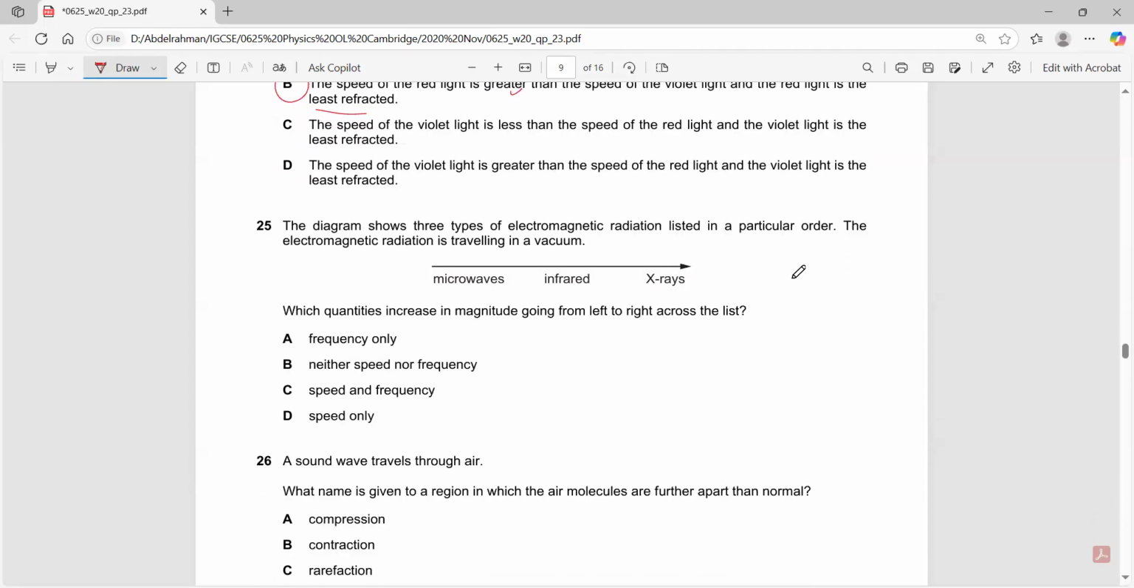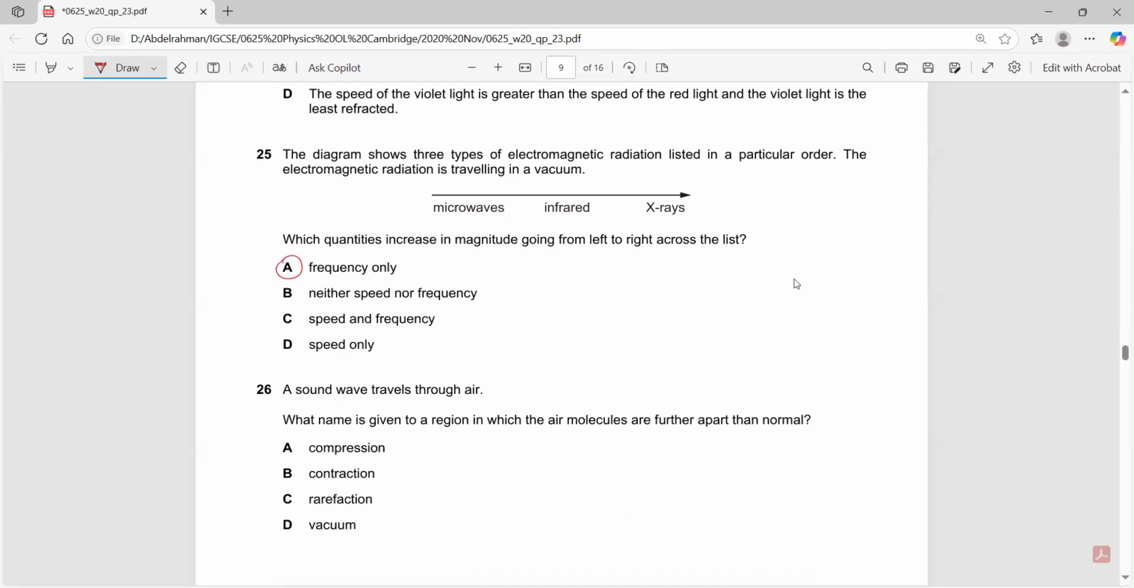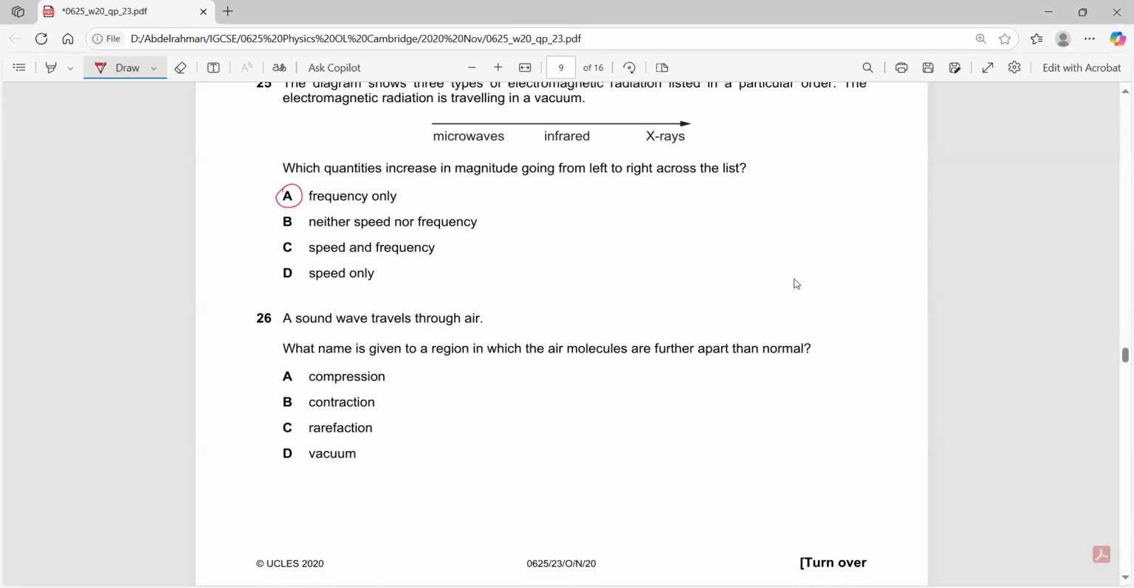Which quantities increase in magnitude going from left to right? Going from left to right, increase in magnitude, so frequency only, right? Frequency only. A sound wave travels through air. What is the name given to the region where the molecules are further apart? Further apart, rarefaction.